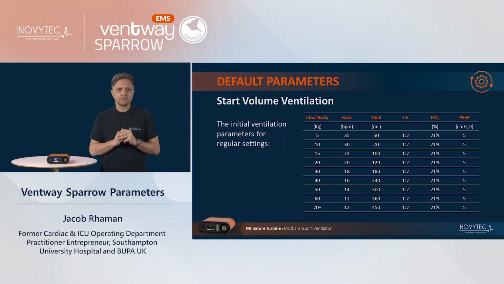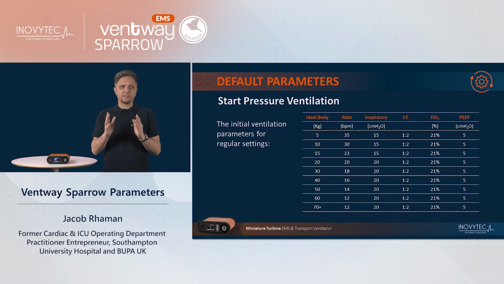For the start of pressure ventilation, the initial ventilation parameters now include inspiratory settings measured in centimetres of H2O instead of requiring IE ratio. This is the amount of pressure which is allowed when using pressure ventilation. This is indicated in the table shown.